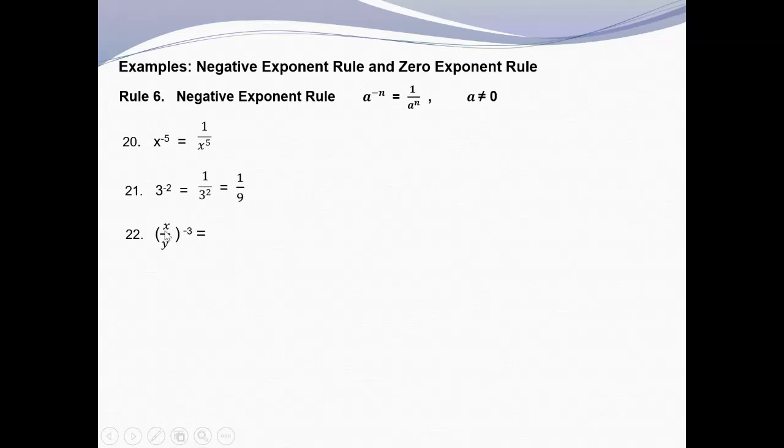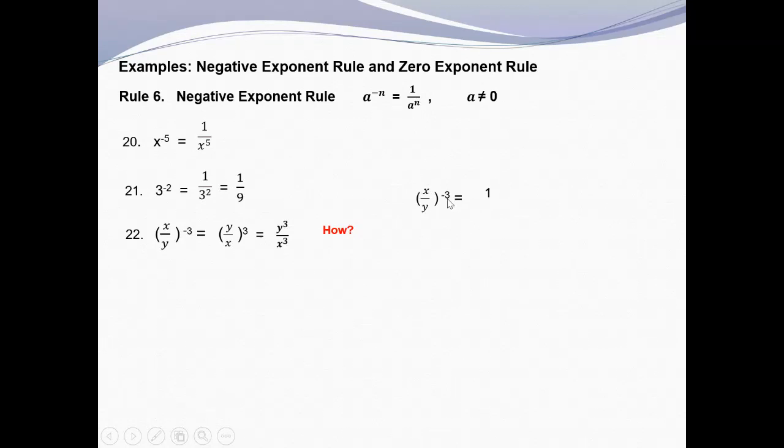Number 22. Parentheses x divided by y to the negative 3rd power. Remember what I said earlier, that we use the reciprocal and you make the exponent positive. So this is your result: y cubed divided by x cubed. Now, let me show you how it's done.